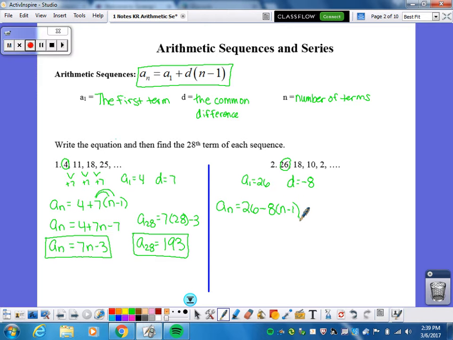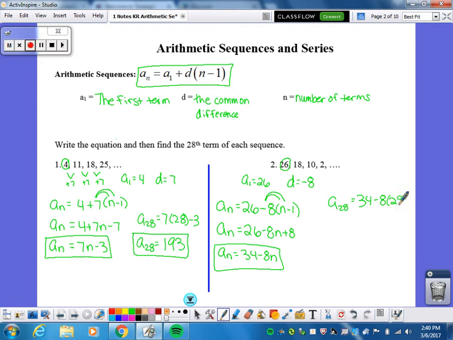Just as before, we're going to want to simplify this, so we're going to distribute our 8 to get A sub n is equal to 26 minus 8n plus 8. When we combine like terms, we get A sub n is equal to 34 minus 8n as our final equation. We can now use this to figure out what our 28th term is going to be. So, A sub 28 is equal to 34 minus 8 times 28. When you put this in the calculator, you should get A sub 28 is equal to negative 190.